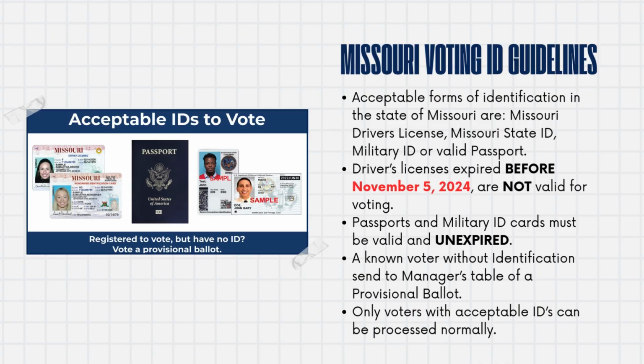Missouri Voting ID Guidelines. To vote in Missouri, you'll need one of the following IDs: a Missouri driver's license, a Missouri state ID, a military ID, or a valid U.S. passport. But here's the catch. Driver's licenses must not be expired before November 5th, 2024. Military IDs and passports must be current and unexpired. If a voter doesn't have acceptable ID, send them to the manager's table for a provisional ballot. Only voters with valid ID can be processed normally.